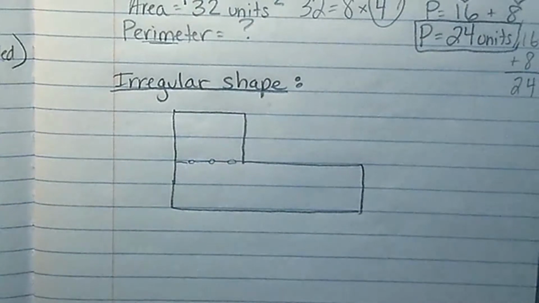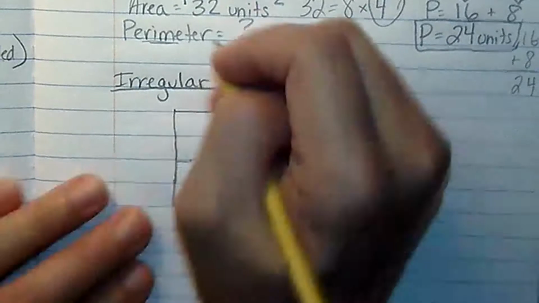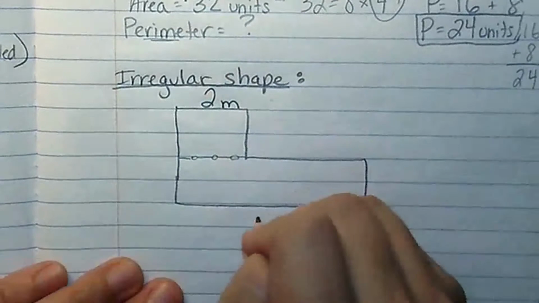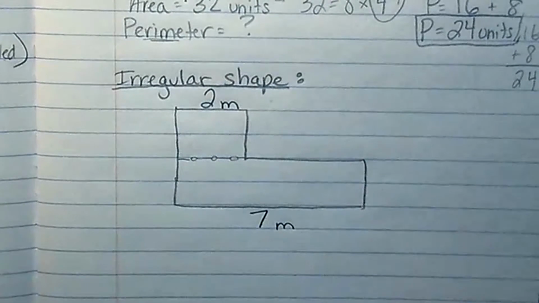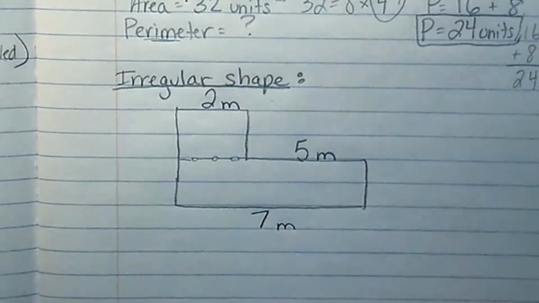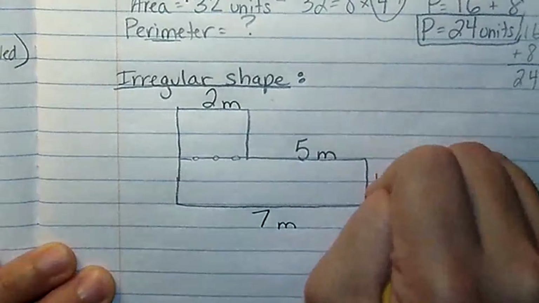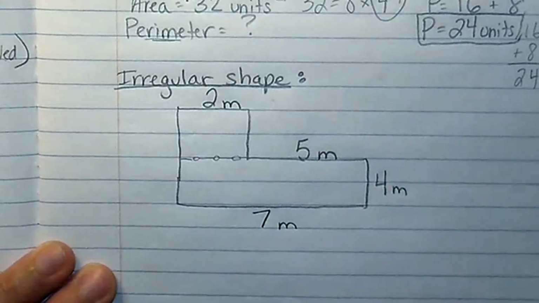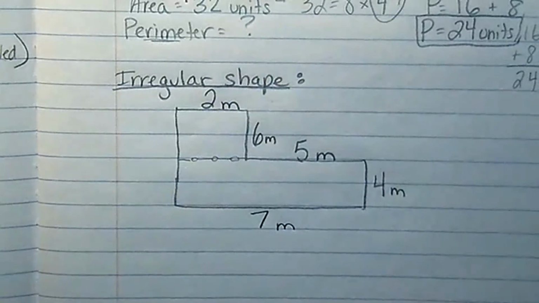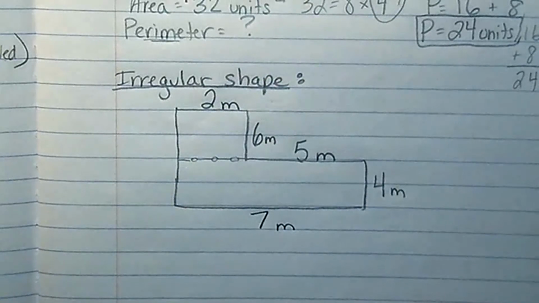And I'm going to tell you that there's 2 meters on the top, 7 meters on the bottom, 5 meters over here, 4 meters right here, and 6 meters right here. Now that looks hard, doesn't it? So just watch me do this one if this one feels overwhelming. No big deal. Tomorrow we're going to all be writing them.